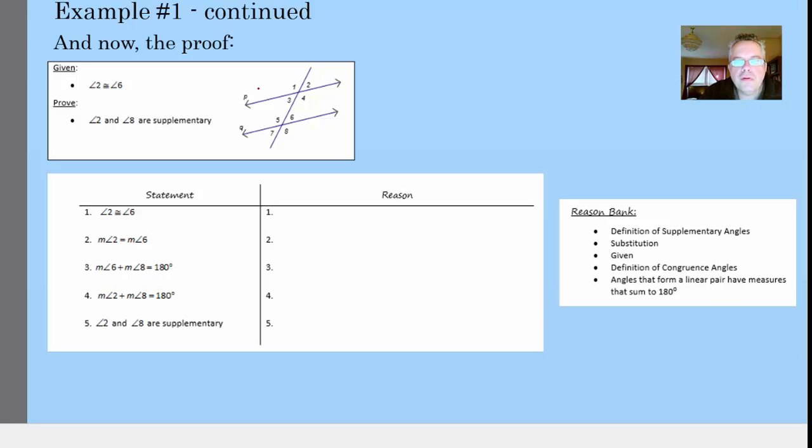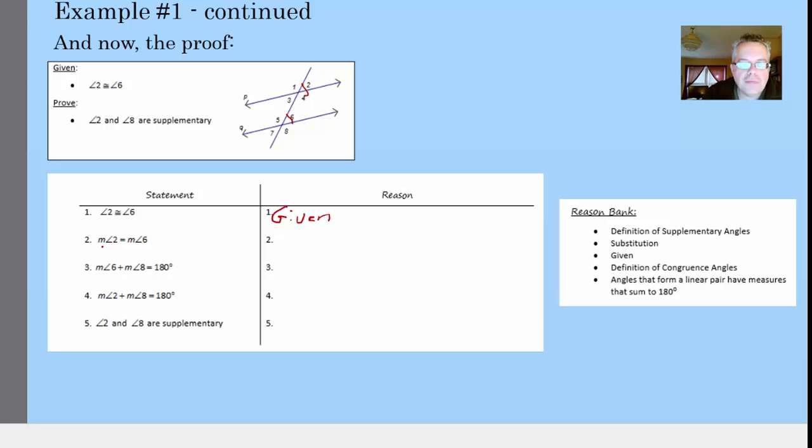So here's the given: angle 2 is congruent to angle 6. Like we said, we're starting with that assumption that these corresponding angles are congruent. And we're going to show that 2 and 8 are supplementary. Like I said, your job is to be able to take reasons from a reason bank and put them in the right spot. So angle 2 is congruent to angle 6. That's given. We always start with the givens. That's what we started with.